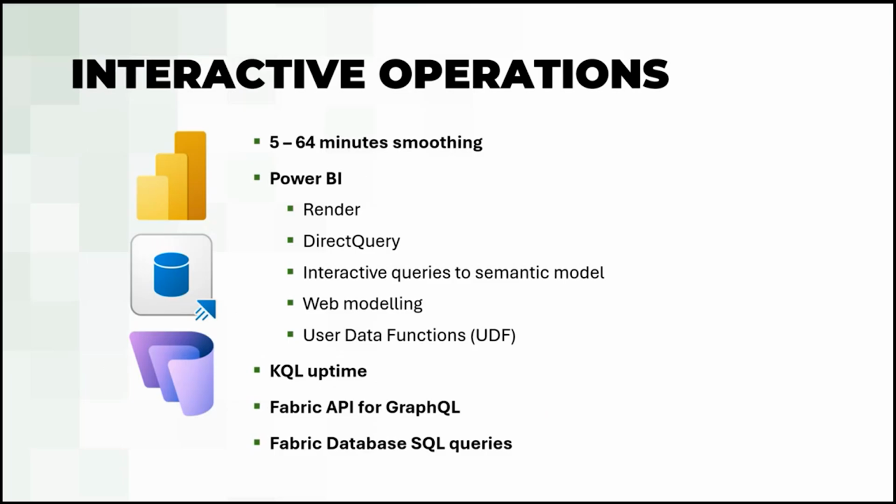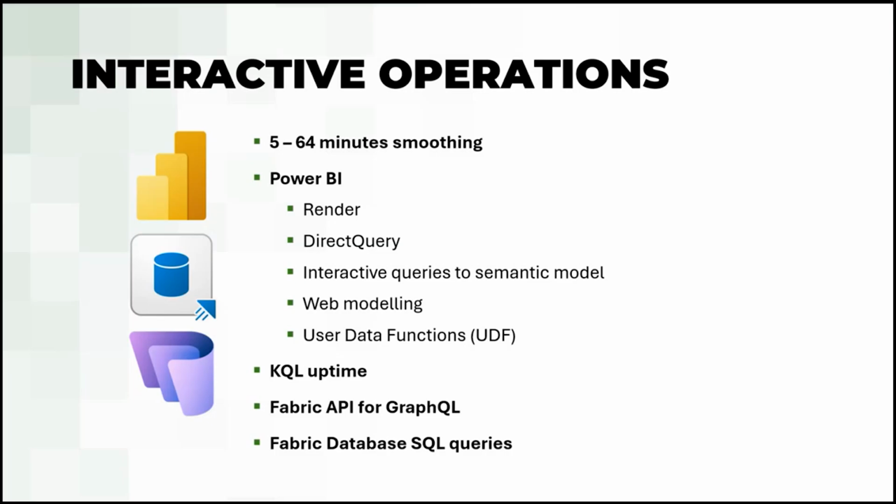When we're talking about operations that use bursting and smoothing, we have two types. We've got interactive and we've got background. Interactive operations, as the title suggests, are when we are interacting with a product. Now we can have 5 to 64 minutes smoothing. I've left that in because that's a ridiculous figure. Microsoft have declared 64 minutes. I don't understand it, but for the purpose of this presentation, we're going to round to 60 minutes.